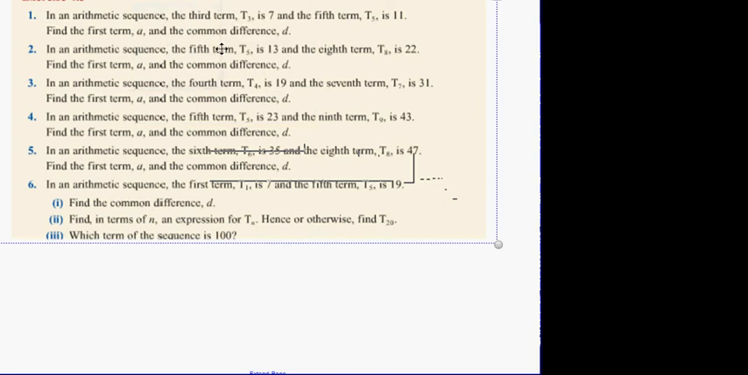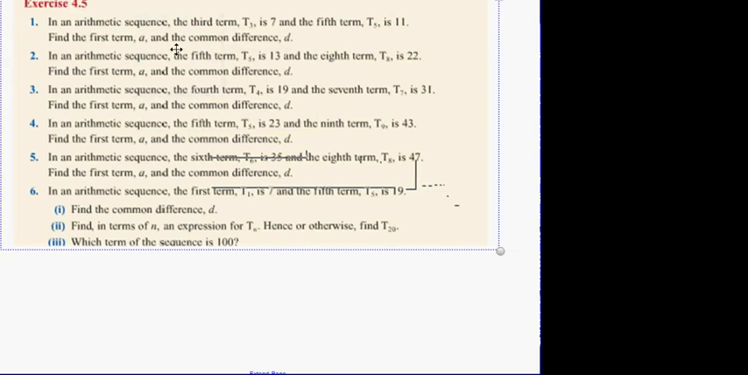Okay, so what we're doing now is exercise 4.5 on arithmetic sequences, and this is question 3. In an arithmetic sequence, the fourth term T4 is 19 and the seventh term T7 is 31. Find the first term A and the common difference D.